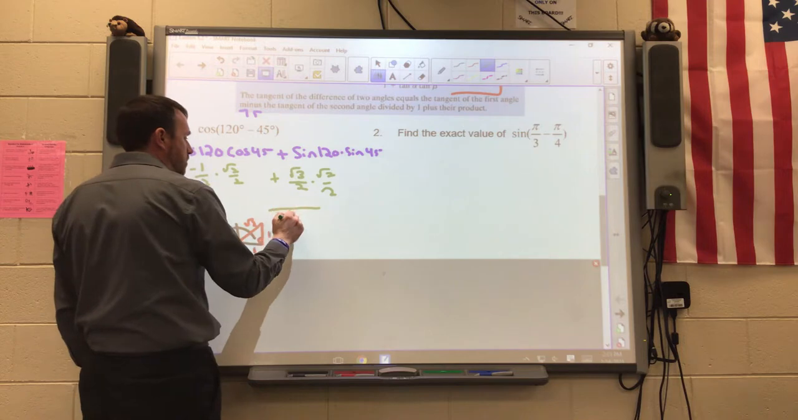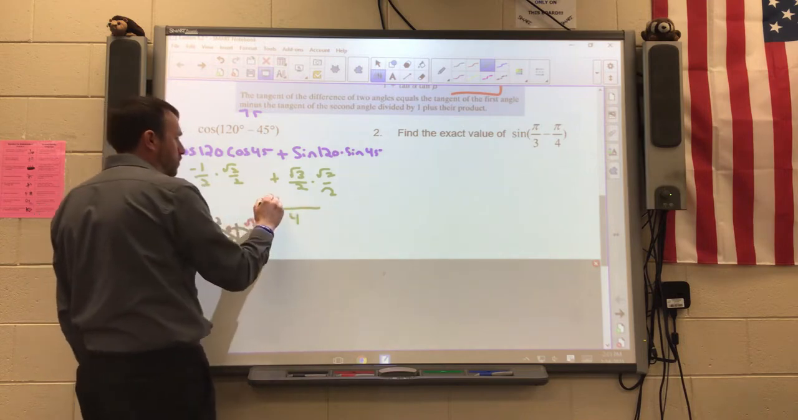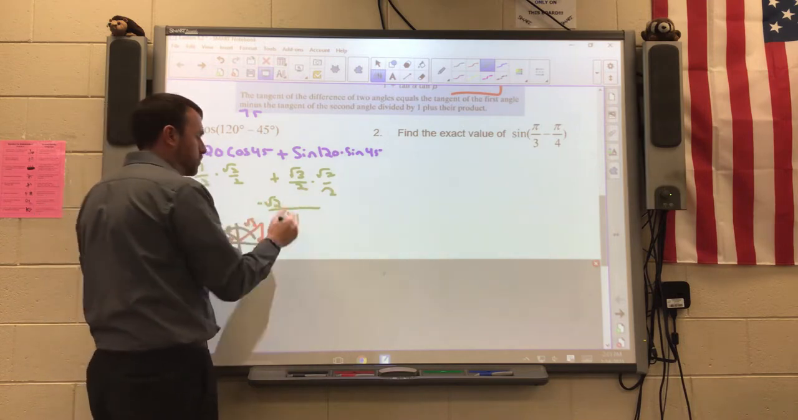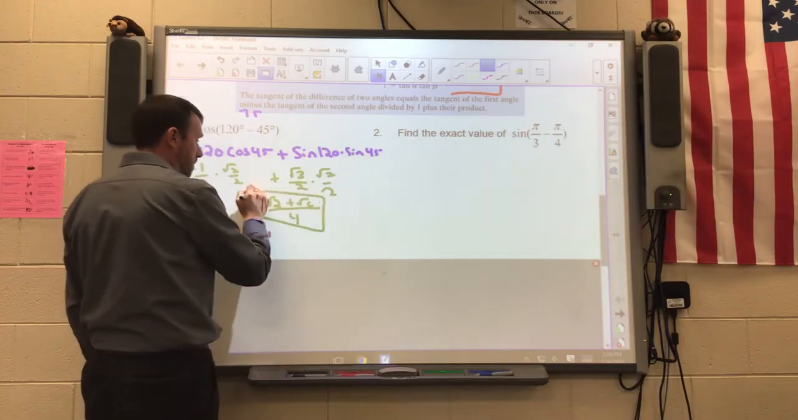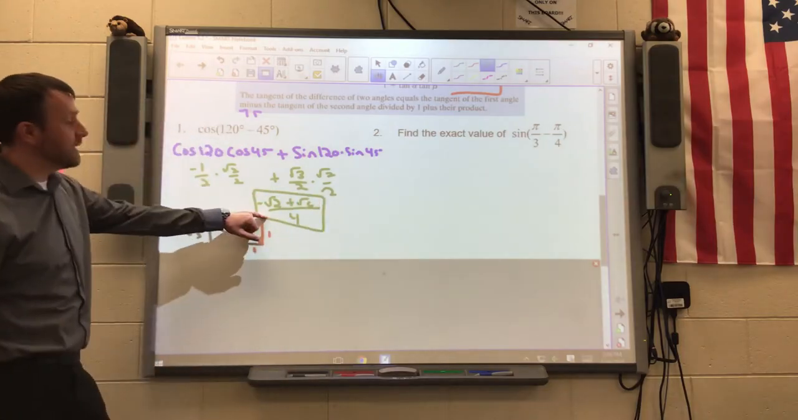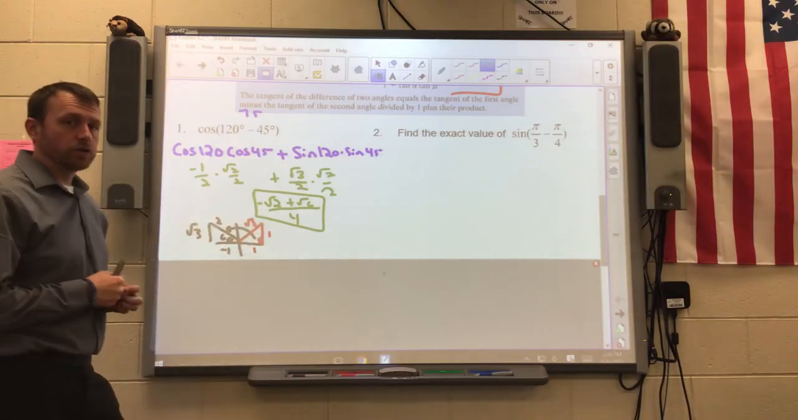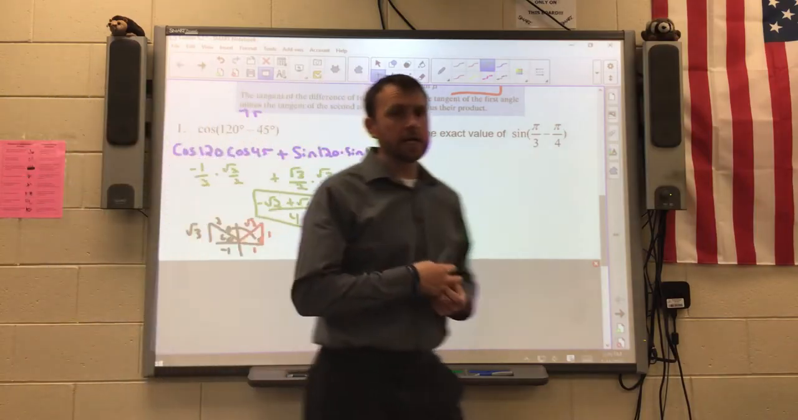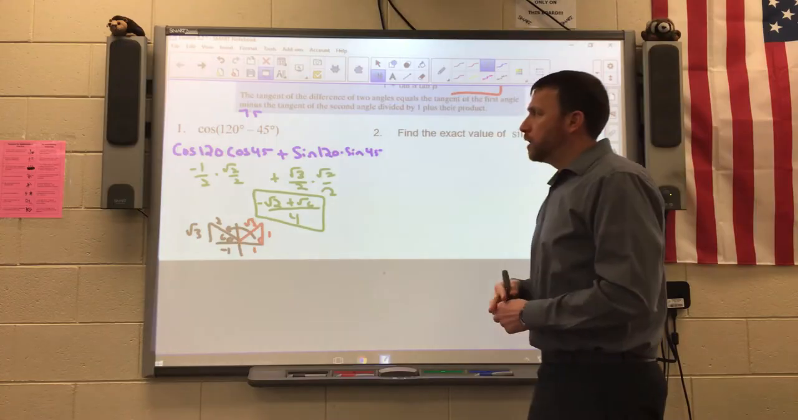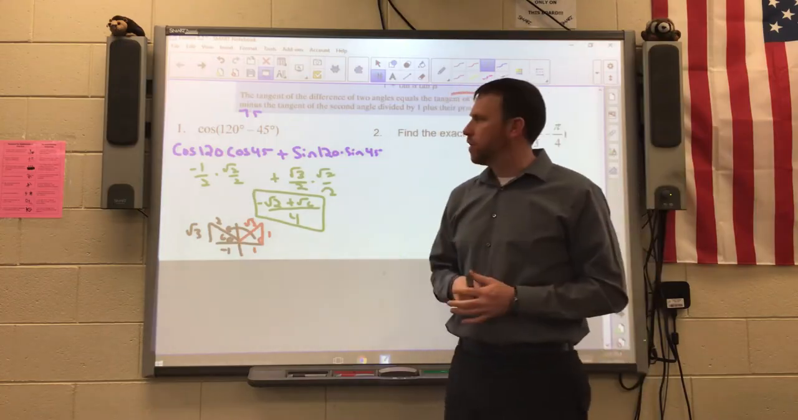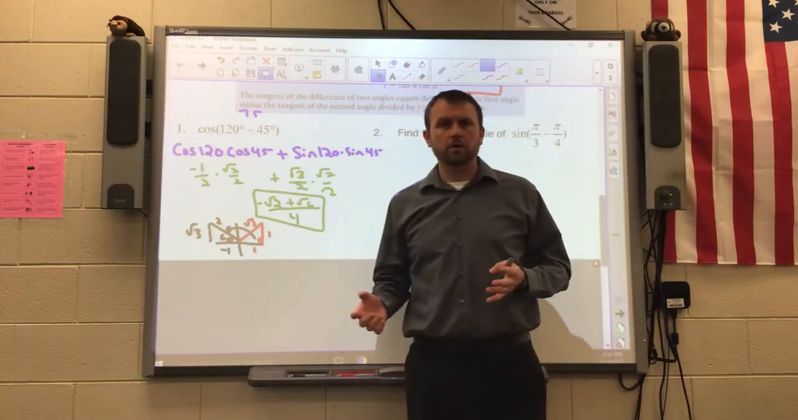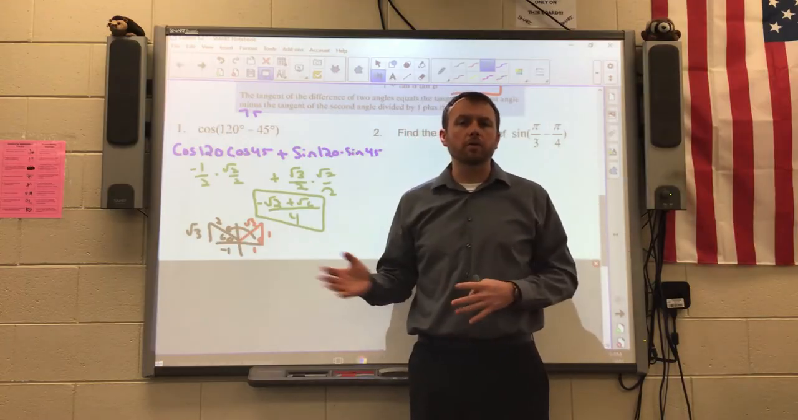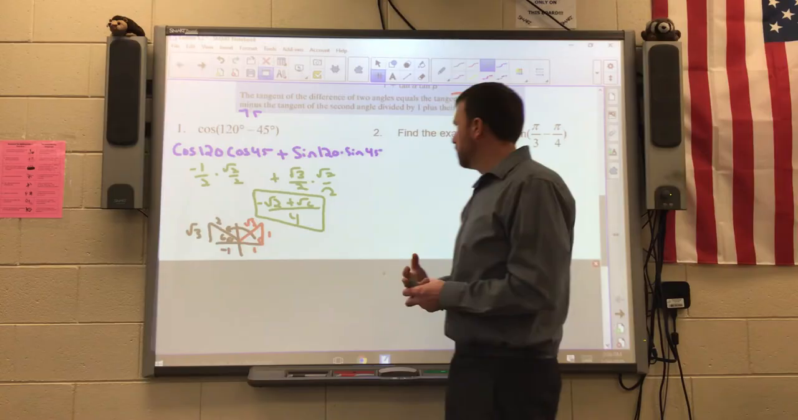So my common denominator is going to be 4, and I'm going to have negative root 2. Root 3 times root 2 is root 6, plus root 6. So that is my exact value. If we did really well in chapter 4, all we're doing now is getting some other formulas that we have to know, and then doing like 4 exact value problems in one. We're just taking what we did and expanding on it.